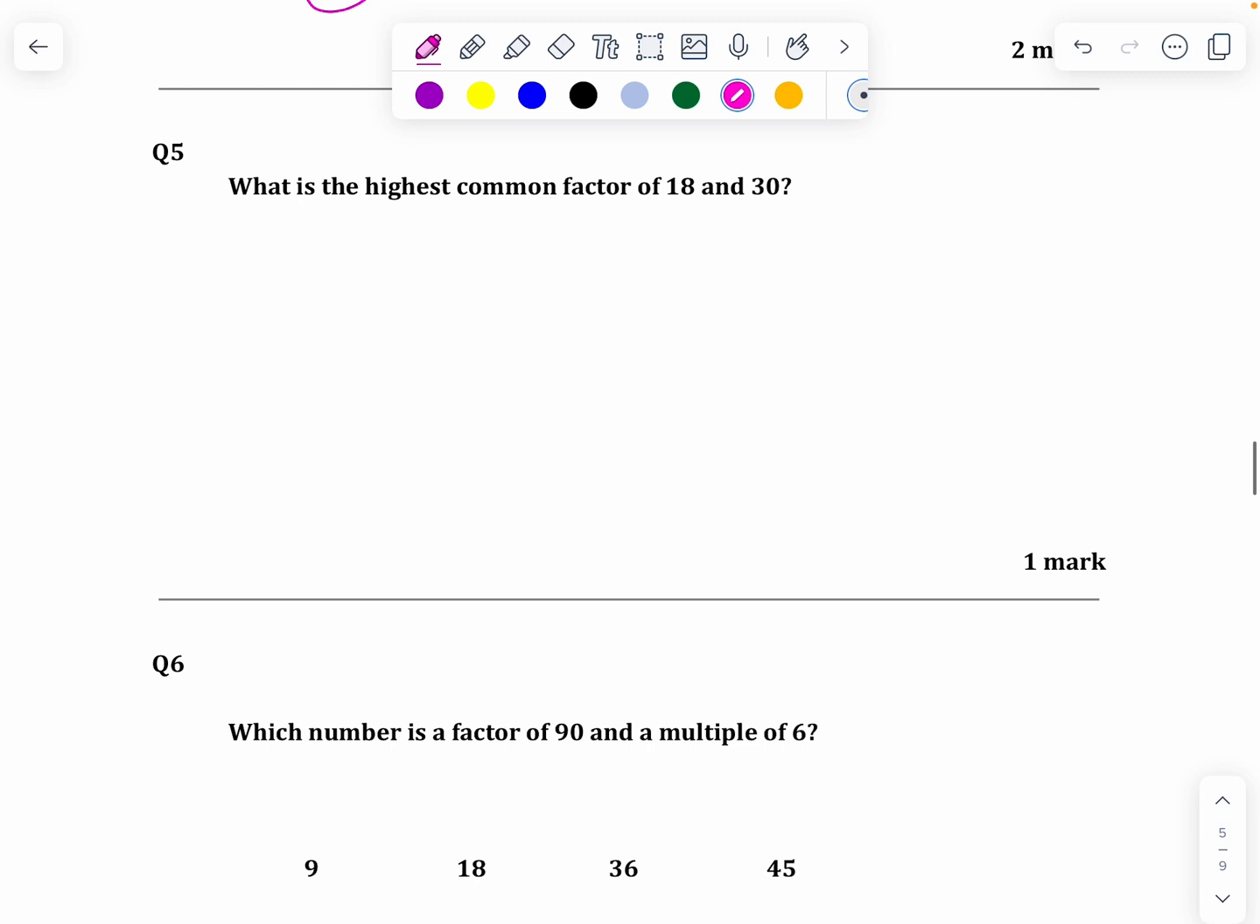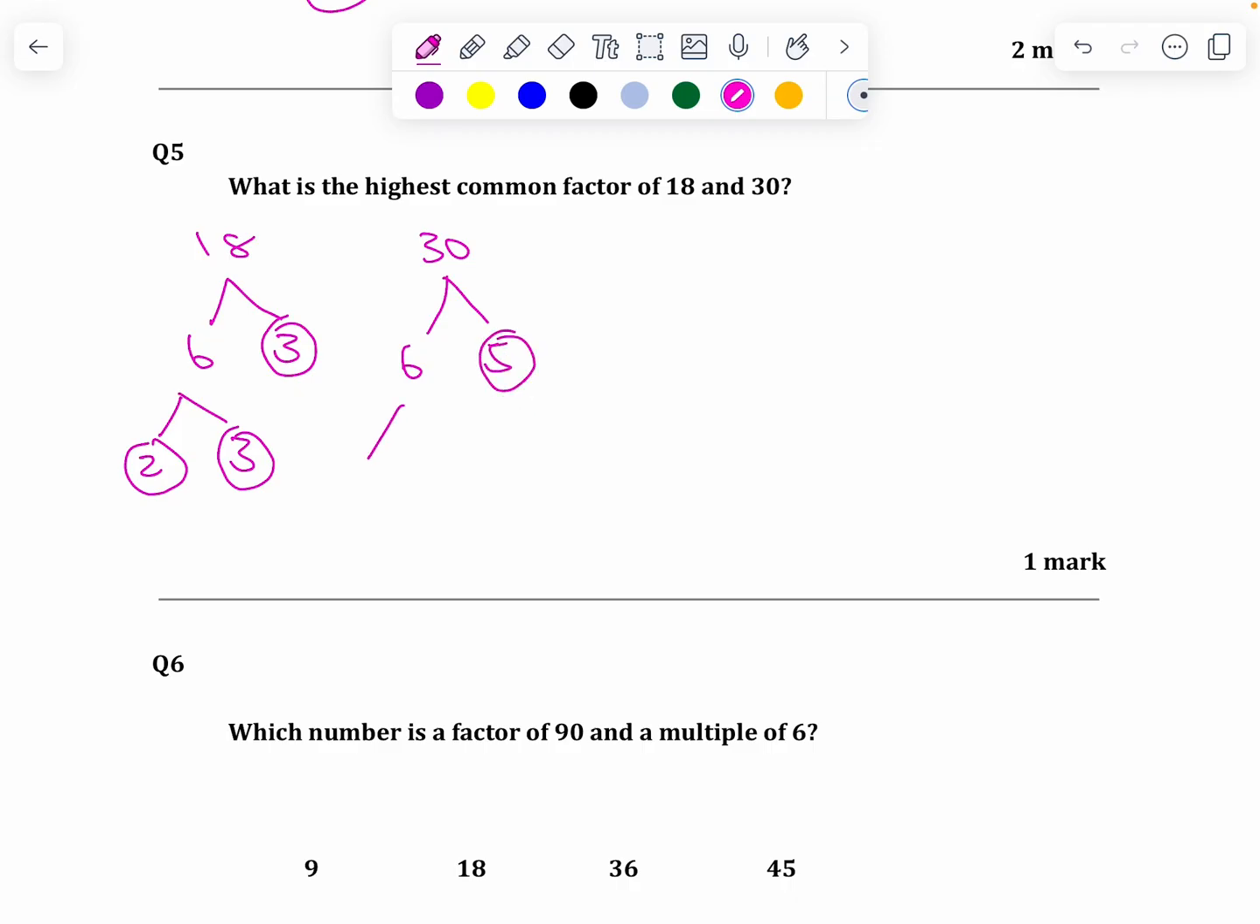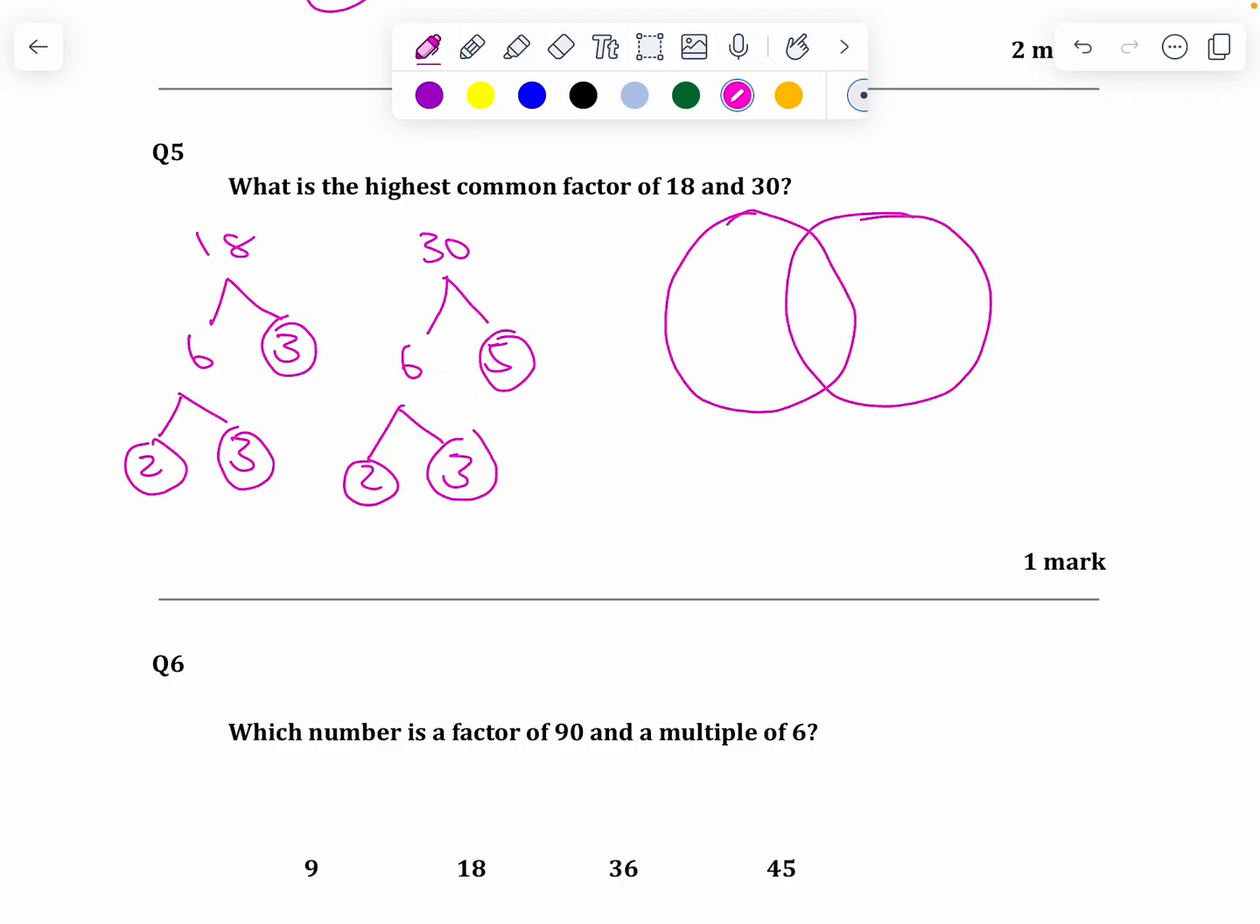Okay, what is the highest common factor of 18 and 30? Lots of different ways. You can list all the factors of 18 and of 30 and then pick the highest one, or you can do your trees again. So 18 is 6 times 3, then 2 times 3. 30 is 6 times 5, and then 2 times 3. Draw your Venn diagram.